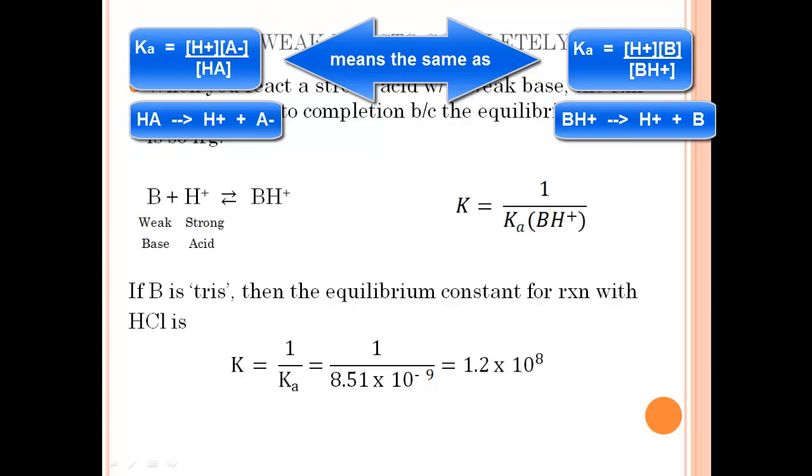So how did they get 8.51 times 10 to the negative 9th? Well, this is the Ka, right? So they took negative 8.07 and raised 10 to that power, and that's how they got 8.51 times 10 to the negative 9th. Then they would basically divide that into 1, or 1 over 8.51 times 10 to the negative 9, and they get that number, 1.2 times 10 to the 8th. Look how large that number is. That right there tells you that the reaction goes to completion. That's a verification. There is no weak base left. There is no strong acid left. Everything is turned into that BH+ because of that huge equilibrium constant value.